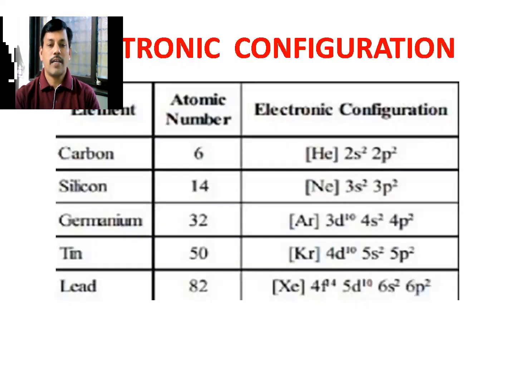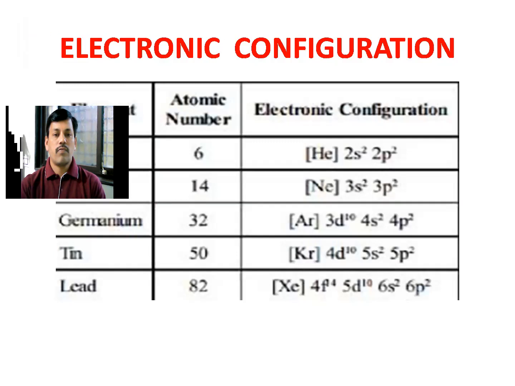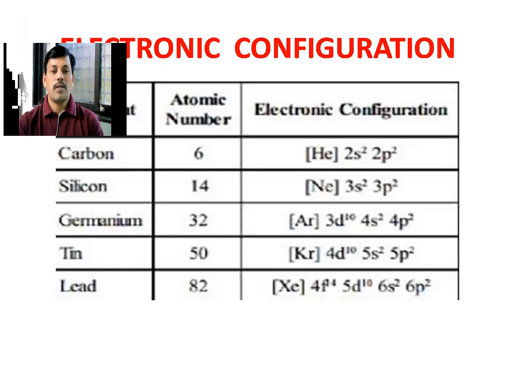Now we move to another slide. Now see the electronic configuration of these fourth A group elements. Carbon, atomic number 6, electron configuration 2s2 2p2. Silicon, atomic number 14, electron configuration 3s2 3p2. Germanium, 32, 4s2 4p2. Tin, 50, 5s2 5p2, and lead, 82, 6s2 6p2. So the general electronic configuration of this group is ns2 np2.